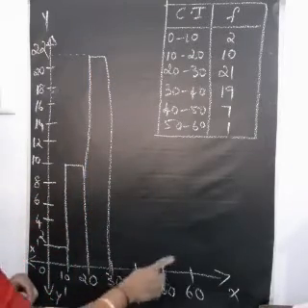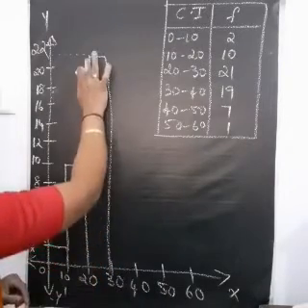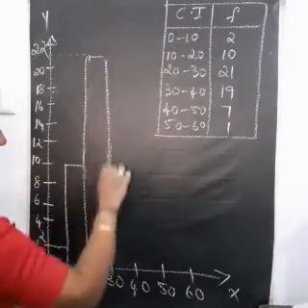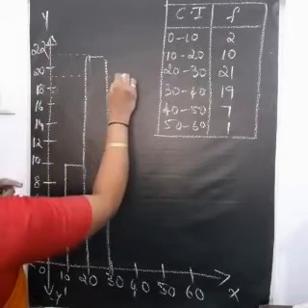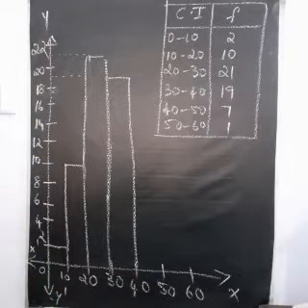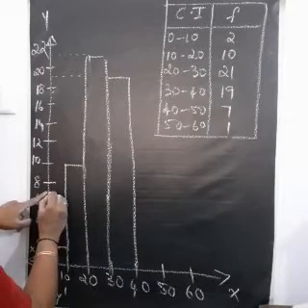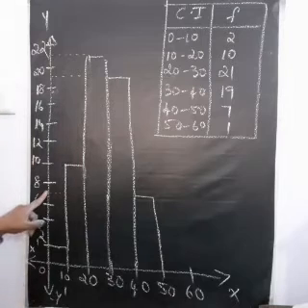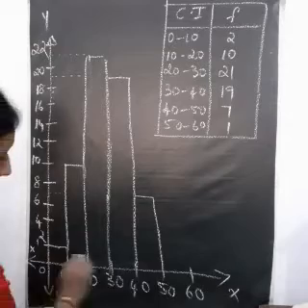Then 30 to 40 is 19. So 30 to 40 will be 19. 19 is here, right? Then 40 to 50 is 7. So between 6 and 8 is 7, right? So here. So 40 to 50 is 7. Then 50 to 60 is only 1. So 1 will be half of 2.